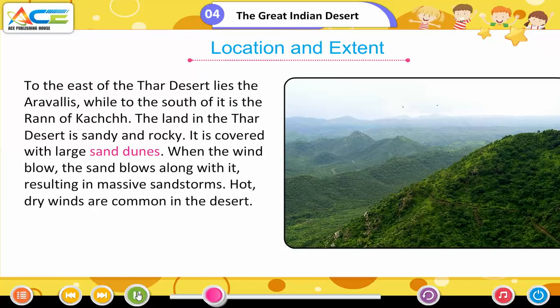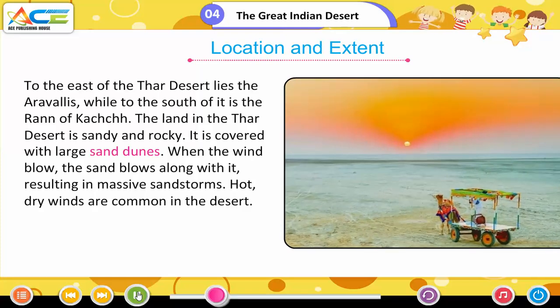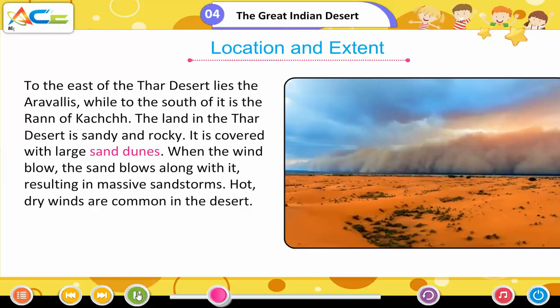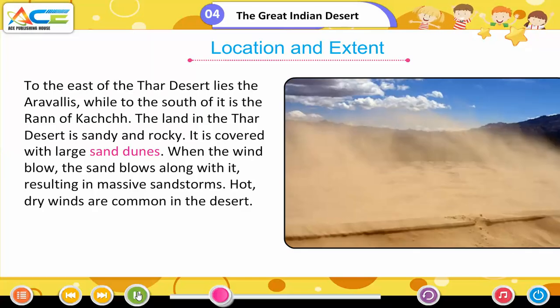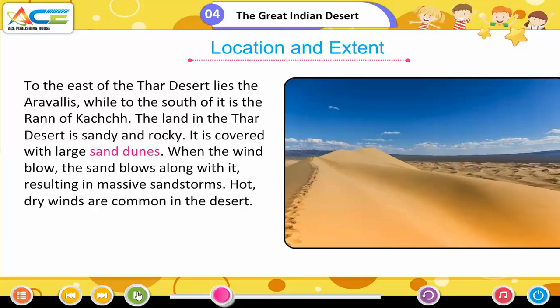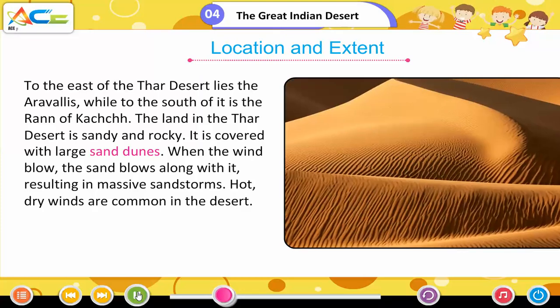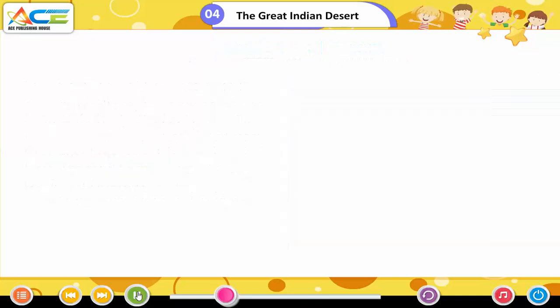To the east of the Thar Desert lie the Aravallis, while to the south of it is the Rann of Kutch. The land in the Thar Desert is sandy and rocky. It is covered with large sand dunes. When the wind blows, the sand blows along with it, resulting in sandstorms. Hot, dry winds are common in the desert.